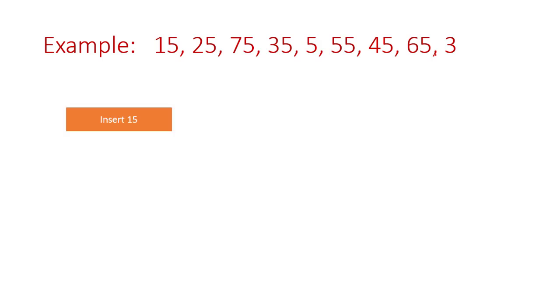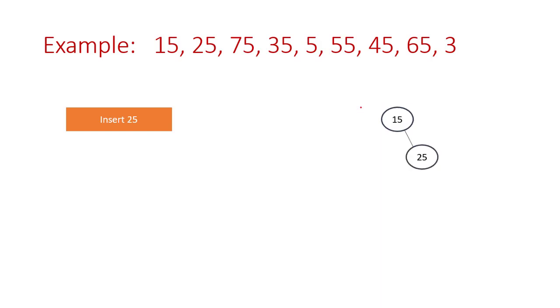First insert 15. Now we don't have any elements in the AVL tree, so just insert 15 here. 15 is inserted. This is step 1. And step 2 is to find the balance factor of all the nodes. We have only one node. The balance factor of this node is 0 minus 0, that is 0.